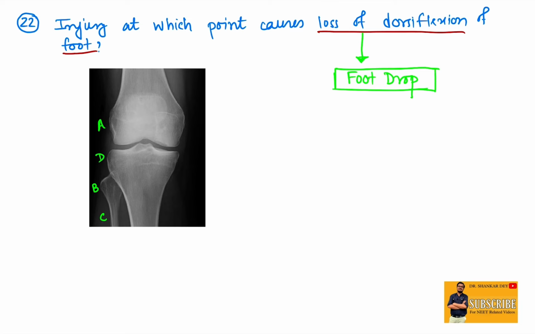And which nerve injury causes foot drop? Yes, you are absolutely right. That is the common peroneal nerve. Common peroneal nerve injury causes foot drop. Common peroneal nerve or deep peroneal nerve.